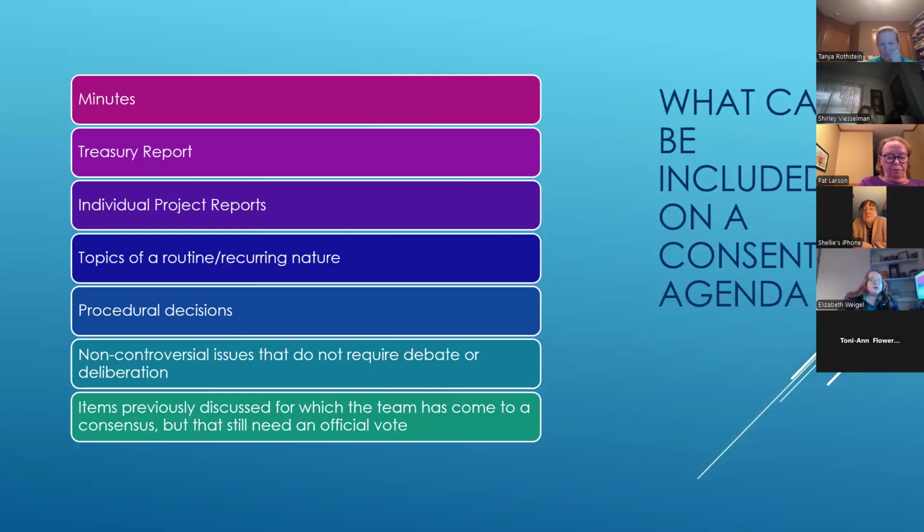Things that are typically included on a consent agenda are minutes, treasury reports, individual project reports, topics of routine or recurring nature, and simple procedural decisions. That goes into the next item: non-controversial issues that shouldn't require debate or deliberation, or other items previously discussed that you've come to a consensus on but still need an official vote, or if you were waiting on a little more information.